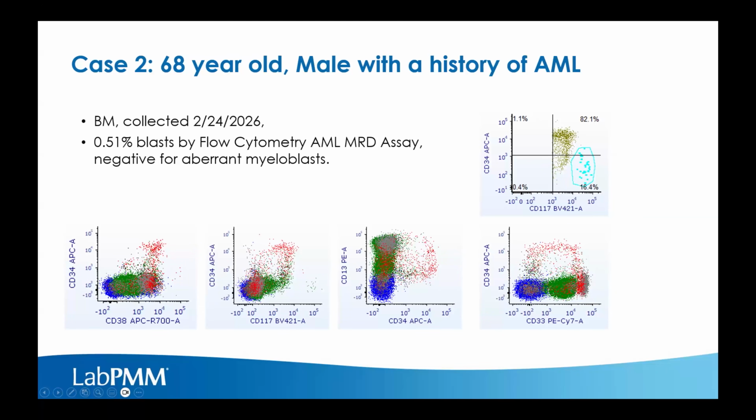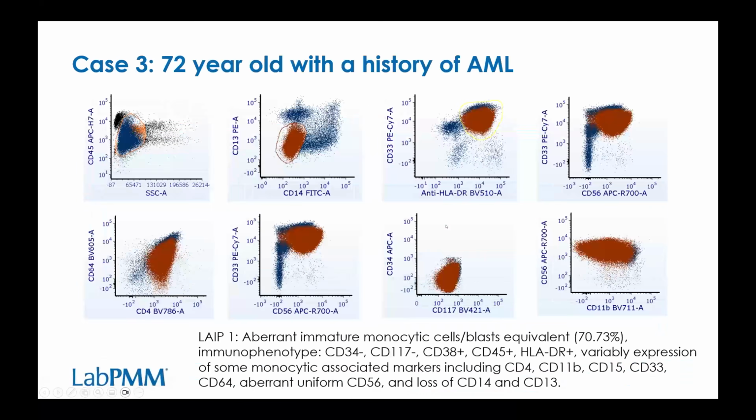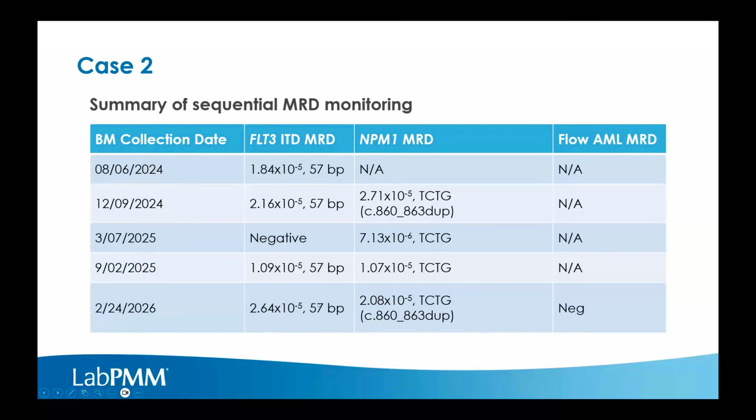And this is CD34 versus CD33. And this is CD34 versus CD117. We can see the blasts here, good maturation pattern, and a few mast cells here, which is perfectly normal. So this is a normal bone marrow by our flow cytometry. This is the sequential MRD monitoring data. The flow cytometry I was showing was this one in February 2024. At this time, flow cytometry was negative, but the FLT3 ITD MRD assay and NPM1 MRD assay were both positive.